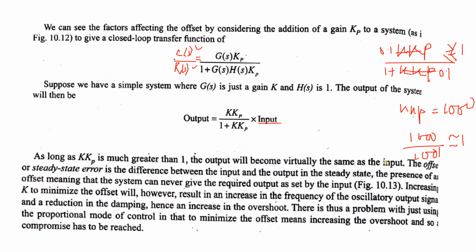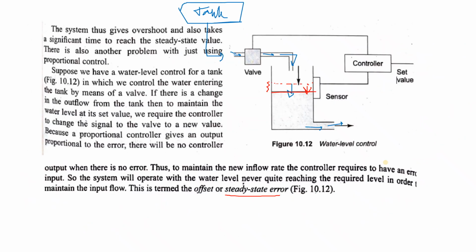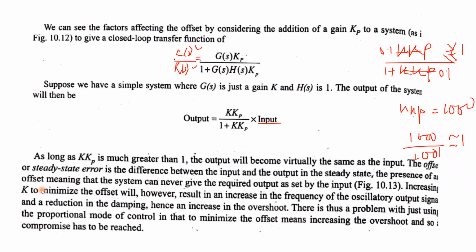The offset error is the difference between the input and the output, obviously, because the error which you are getting is the offset error. So if the value of Kp and K is much higher than 1, then we can reduce this offset error, because if input and output are becoming very close to each other, that means the offset error will be very less. The offset error can be reduced. So offset error is the difference between the input and the output in the steady state; the presence of an offset means that the system can never give the required output as per the input.